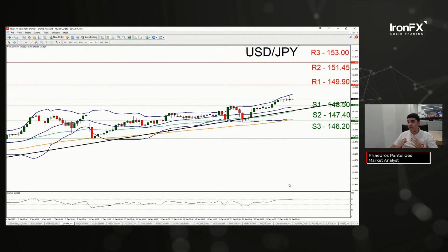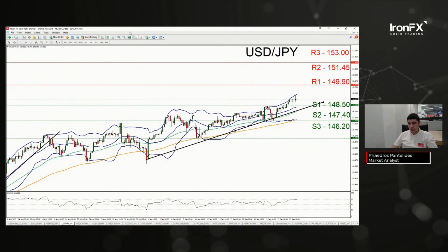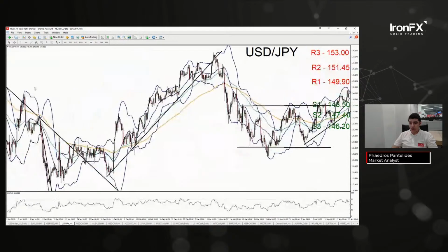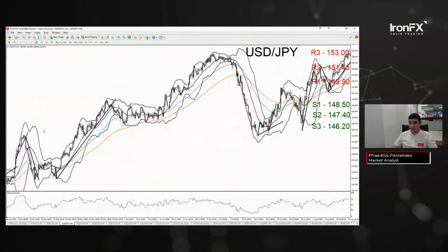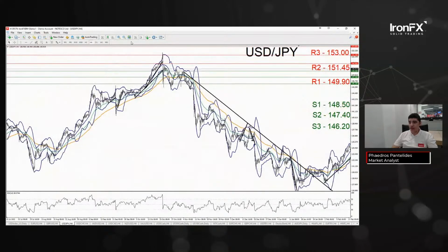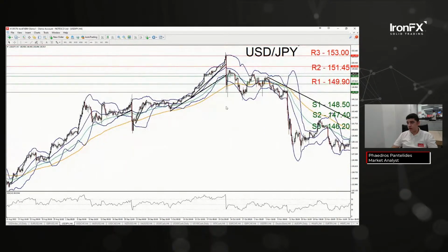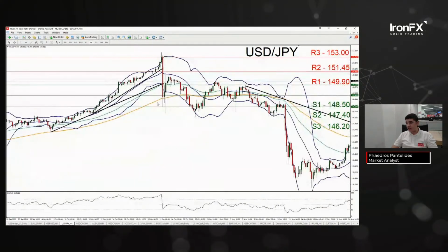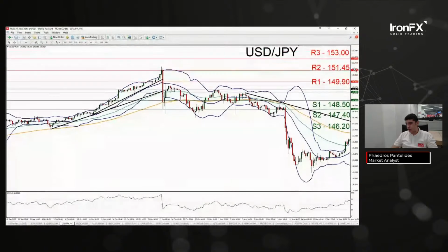Now, from a fundamental level, however, we've noted that numerous government officials from Japan have stated that they're currently monitoring the FX market. When the pair had last reached these levels, we saw a government intervention in the market. So we're going to be going back to find that last level, which was right around here. So this is where our R3 level is. At this point, we had seen government intervention in the FX market.